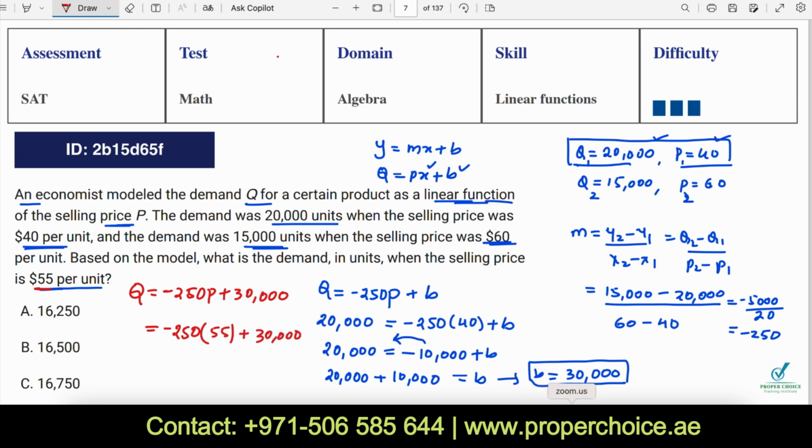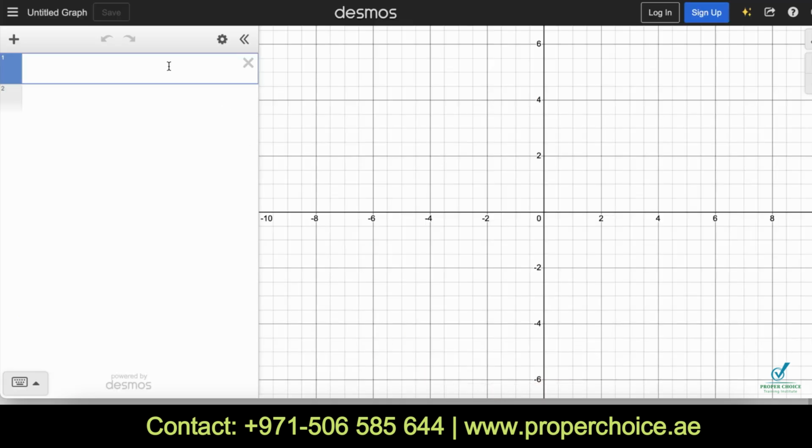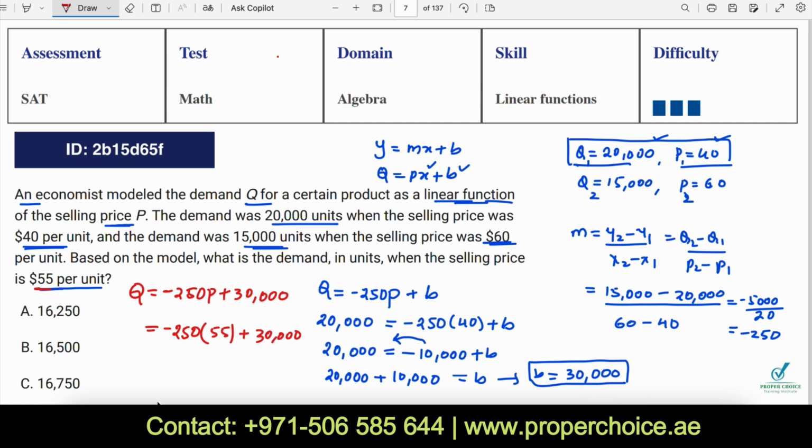So you can just put it in the Desmos calculator. You can just type negative 250 multiplied by 55 plus 30,000. I'll be getting 16,250. So the number of units sold at the price of $55 will be 16,250. So we should go with option A. That is the reason they have considered the difficulty level of this question as harder.